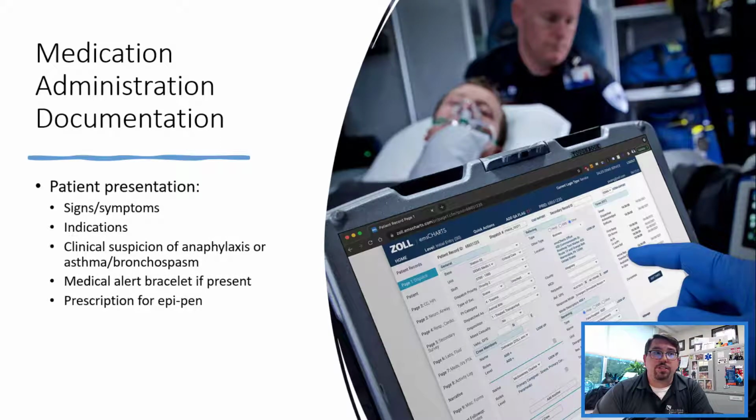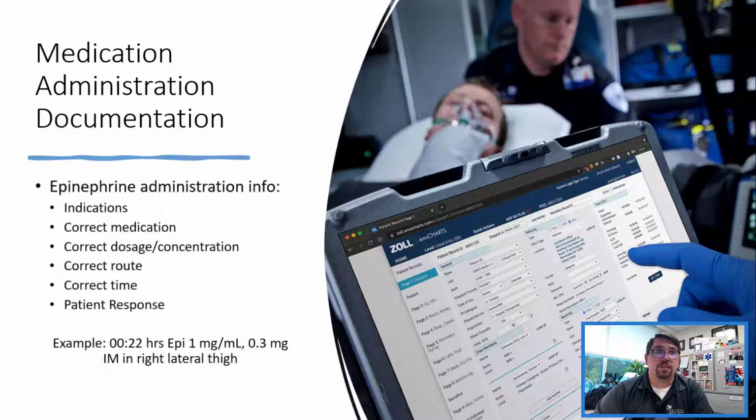We also want to pay attention to the patient's signs and symptoms. What indications do we have? What clinical suspicions of anaphylaxis or asthma or bronchospasms are present in our patient? Does the individual have any type of medical alert bracelets? And if so, we should document that. And then, do they have a prescription for an EpiPen? All those things will be helpful as we consider our epinephrine injection process.